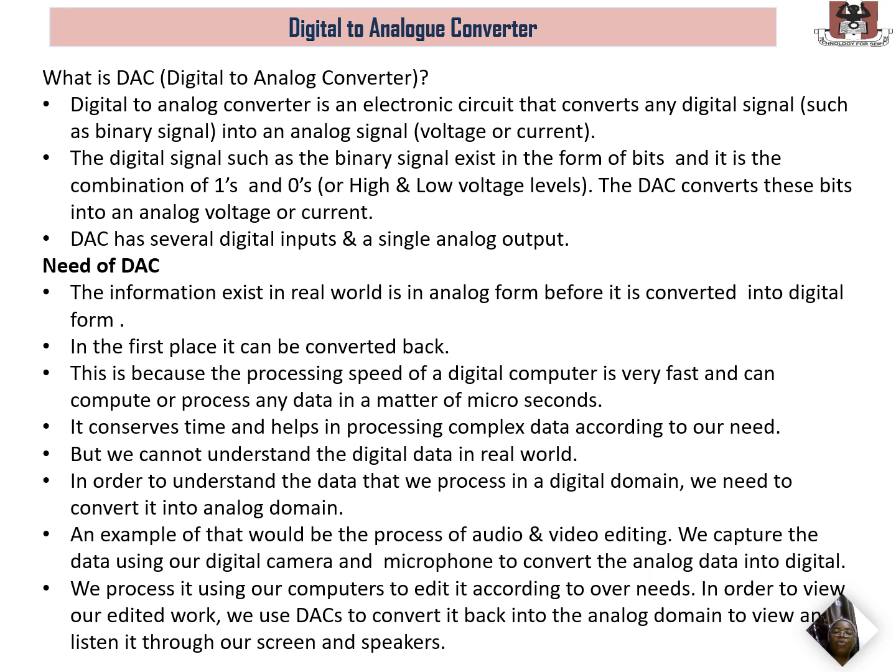An example is the process of audio and video editing. When we capture data using a digital camera and microphone, it is converted to an analog signal and again into a digital signal. So we process it using our computers to edit it according to our needs. And in order to view our edited work, we use the digital to analog converters to convert it back into the analog domain, to view and listen to it through our screen and our speakers.